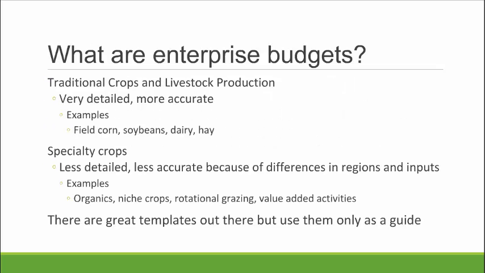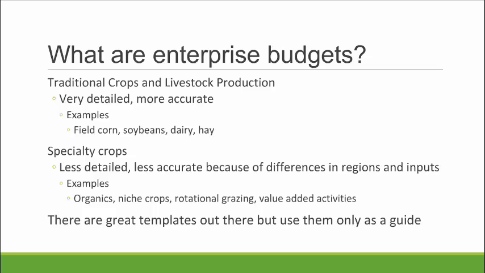So when we talk about enterprise budgets, if you are growing a very traditional crop or livestock, the ones that you can find online are quite detailed and are probably going to be pretty accurate for you. These are things like field corn, soybeans, traditional dairies, traditional hay enterprise. They're going to be pretty consistent with what you're doing and what you can expect.